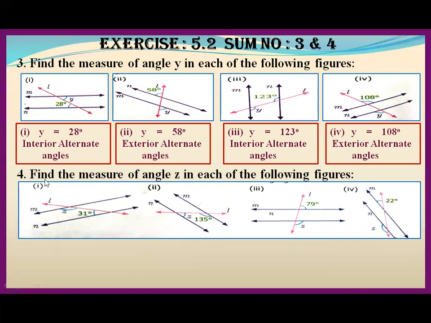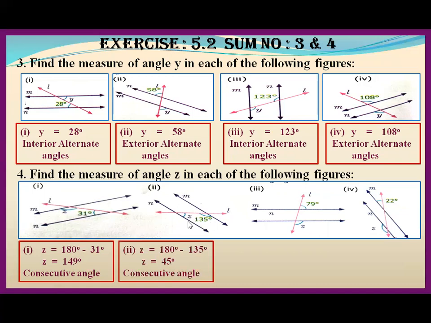Now coming to sum number 4, find the measure of angle Z in each of the following figures. You can see here Z and 31 are interior and on the same side of the transversal. So they are called consecutive angles. And consecutive angles are supplementary. That means they add up to 180 degrees. So Z plus 31 is 180. So Z is equal to 180 minus 31 degrees. So you get 149.